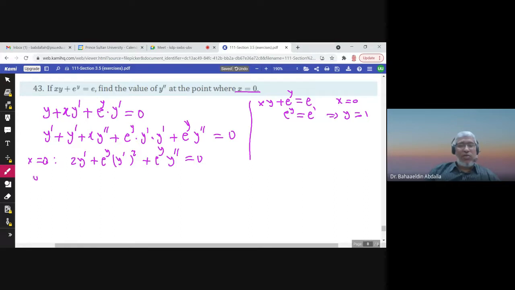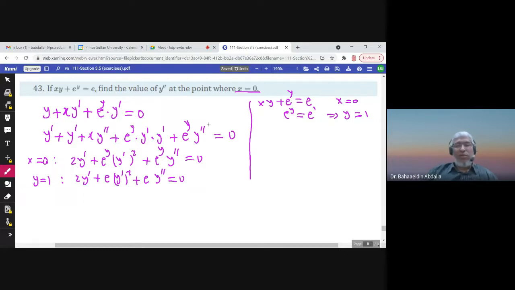So this would be, what would it do? I have 2y prime plus e now because y is 1. y prime squared plus e y double prime equals 0. Still, I couldn't solve for y double prime because I have y prime. So let me find y prime when x is 0.